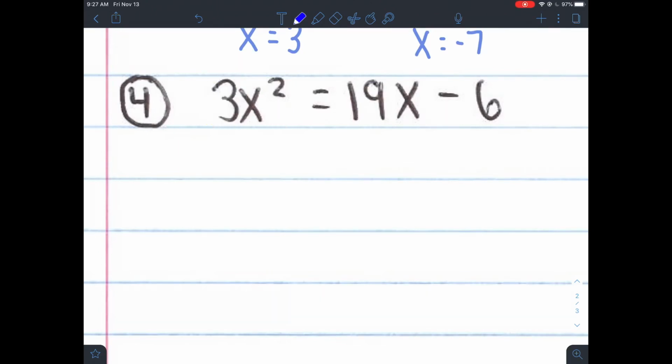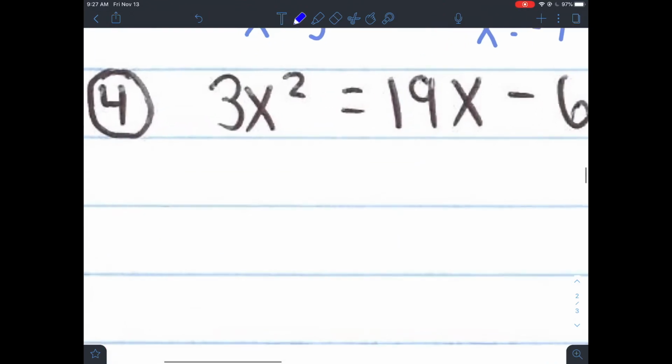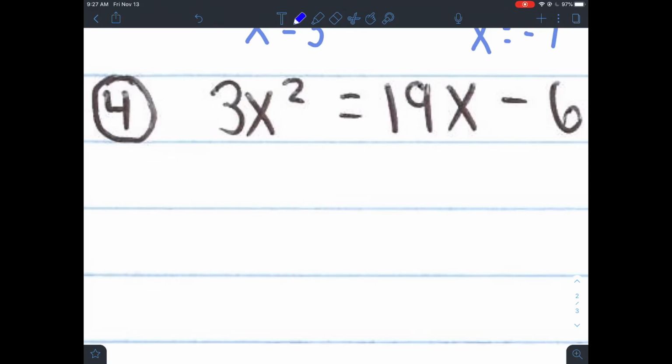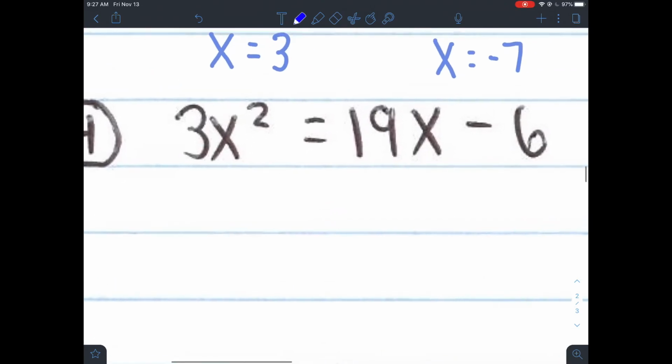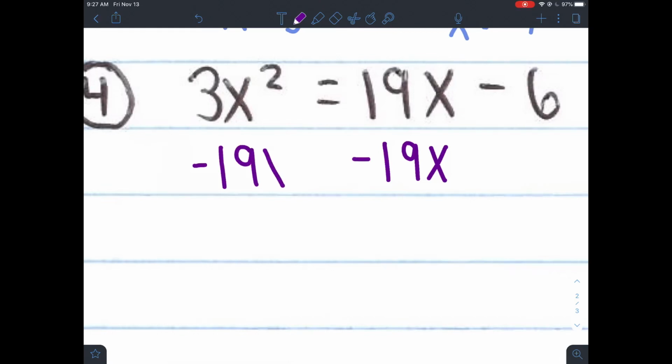So your a here is already positive 3. You want to keep it positive. So you don't want to move it because it's already where we need it to be. So what I'm going to do is move the 19x over and the 6 over. I'm going to do this in one step. I'm going to subtract 19x because it's already positive; I do the opposite. So I'm going to subtract 19x from both sides.